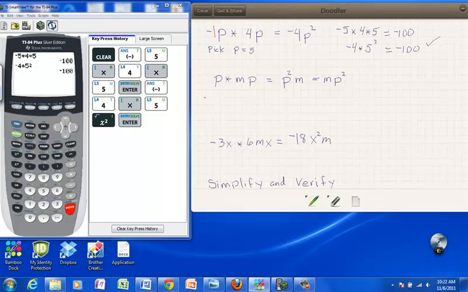Right, so let's try the next one. Again, we'll pick values. We have 2 variables, so we have to pick 2 different values. So let's keep p equal to 5 and m equal to 4. Write that in the original expression, which was p, that's 5, times m times p. And in the answer, so I'll pick this last answer here, 4 times p is 5 squared.